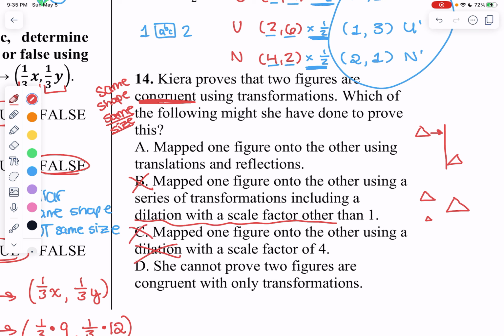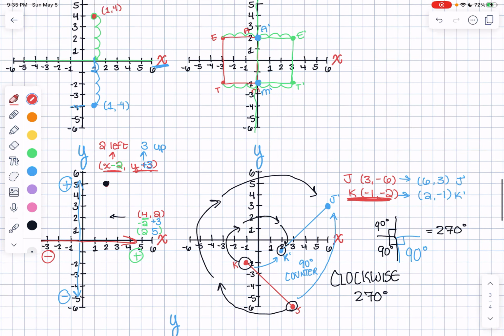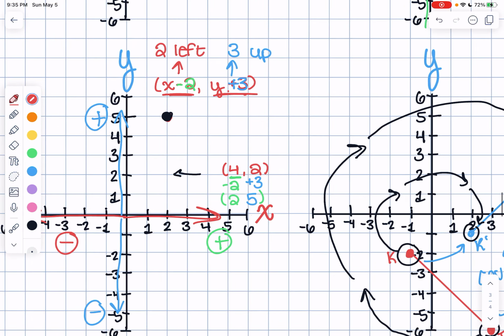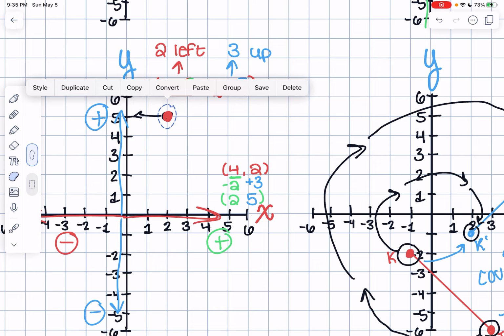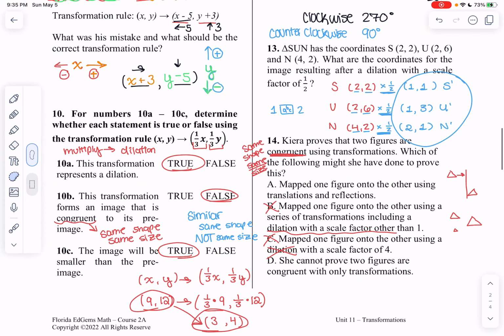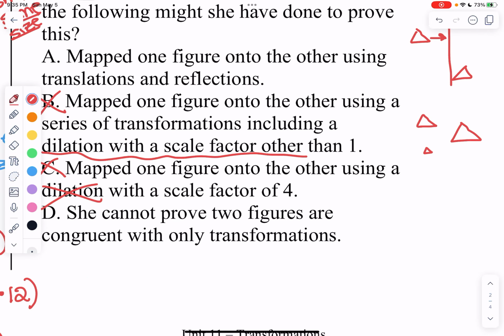All right. D, she cannot prove 2 figures are congruent with only transformations. Well, I know that that is not true because we did that with this problem right here. We said that these figures were congruent because I used a translation, to be specific, to map them onto each other. So D is not correct. That leaves us with A.